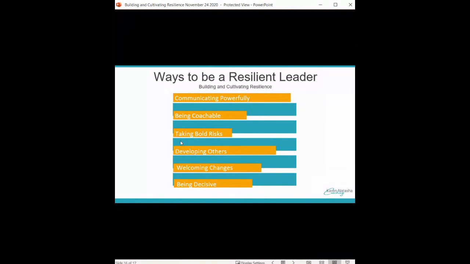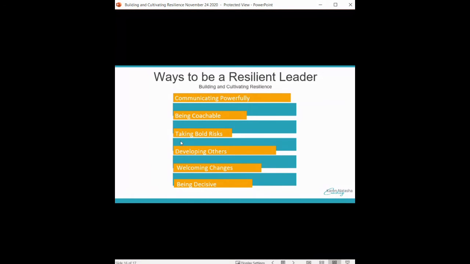It's also being coachable. Being coachable is being a little bit flexible in the way that you think, in the way that you act around others. Taking bold risks: sometimes in life you have to take risks in order to reap the reward, and taking strategic risks can help you become a resilient leader. And as a resilient leader, you're always wanting to develop others around you to help them be more resilient and better at communicating and being coachable.